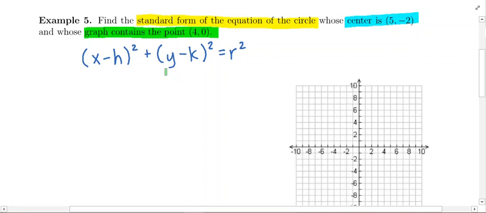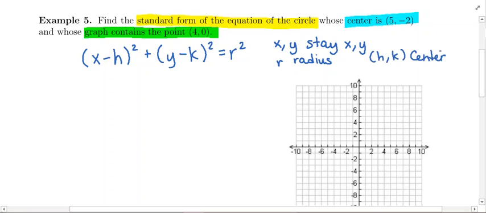All right, so like I said, the answer is going to be the standard form of the equation of the circle, which is what I have here. Okay, so remember how you plug into this. When you plug into this equation, x and y stay x and y. Okay, r is the radius. Remember, the right side of the equation is going to be the radius squared, not just the radius. Okay, and then h, k, those are the coordinates of the center of the circle. So to plug into this equation, you need two things. You need the radius and you need the center.